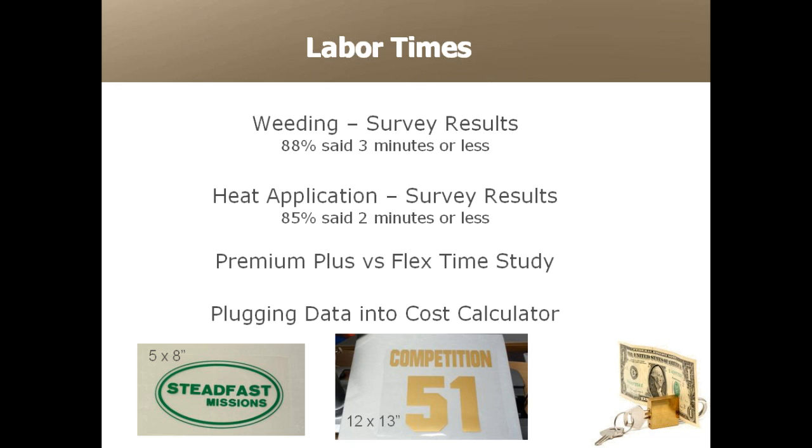It's on video. We did a 12 by 13 design, the name and number. Flex took 1 minute 13, Premium Plus took 53. So that just gives you an idea of some averages. So knowing that you can improve production efficiencies by using Premium Plus, we decided to do a little less of a calculation on the labor in minutes, because we think that you can do them faster than 3 minutes, average designs. So we valued those at 2.5 minutes of labor.